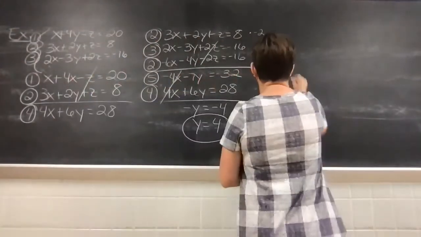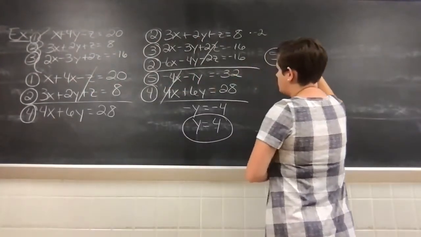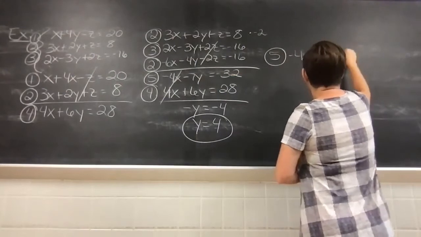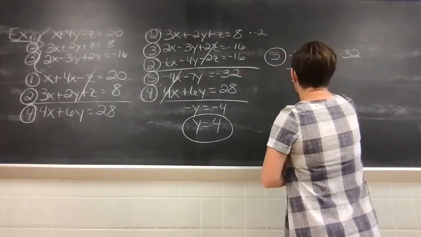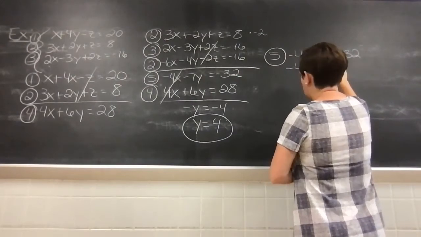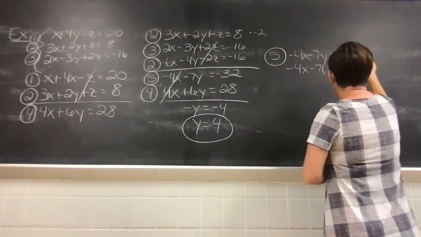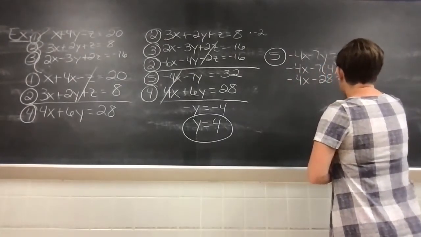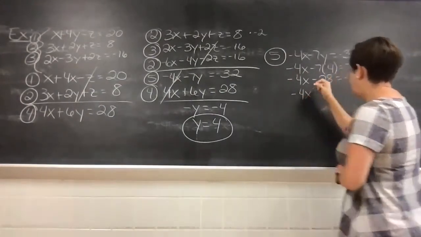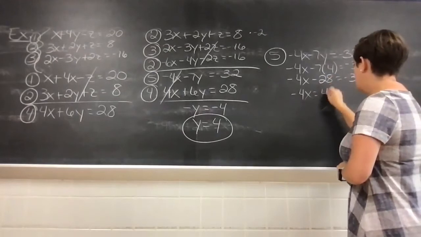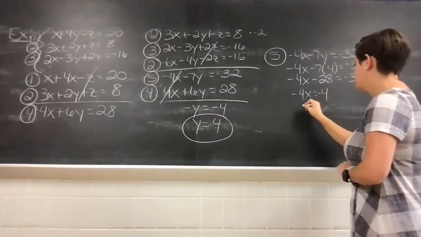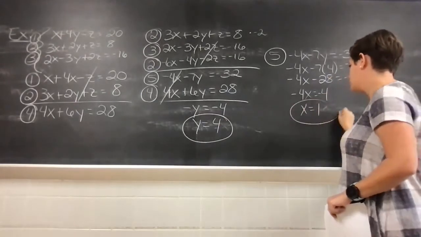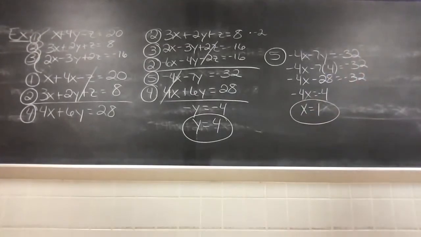It looks like on my notes I went back to equation 5. So I'm going to do that, which is negative 4x minus 7y equals negative 32. So anywhere there's a y, I'm going to write 4. Minus 28 equals minus 32. Negative 4x, I'm going to add that 28 over, which will give me a 4. It's negative though. So divide both sides by negative 4 and I get x equals 1. There's my second part of my ordered triple.